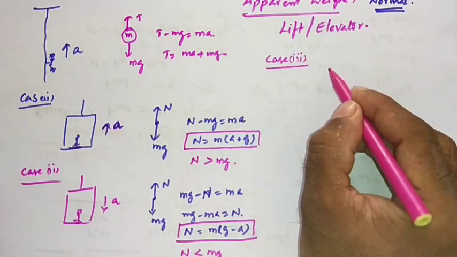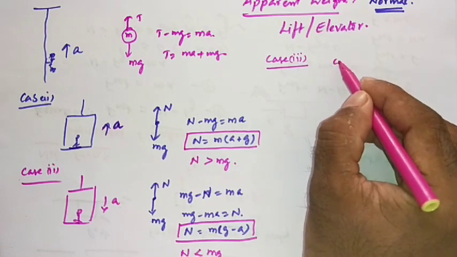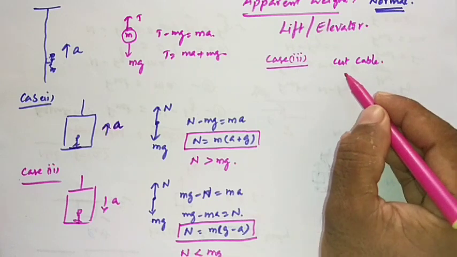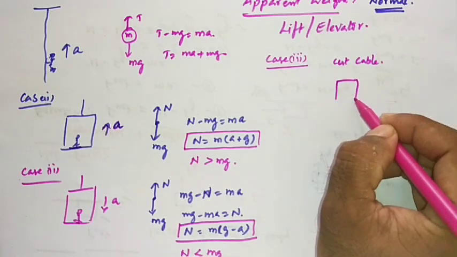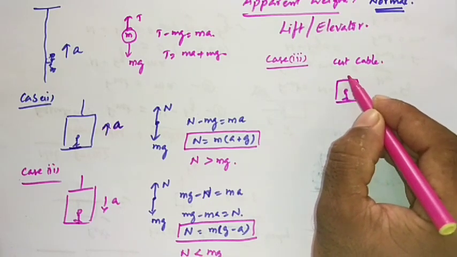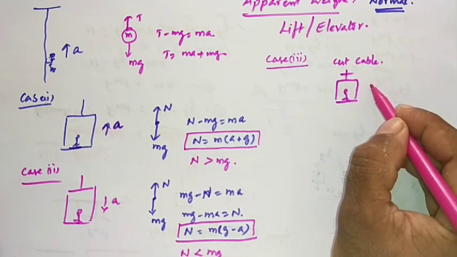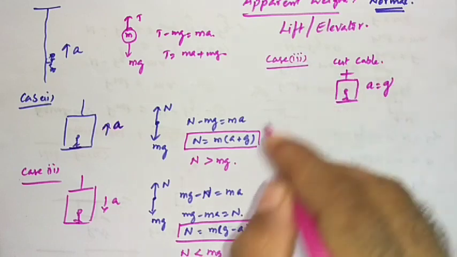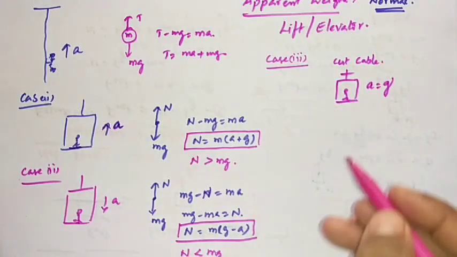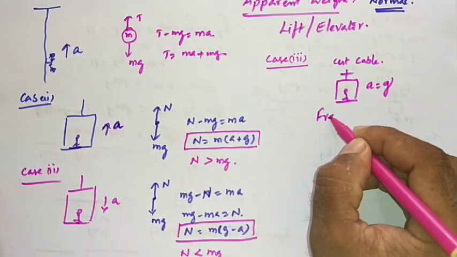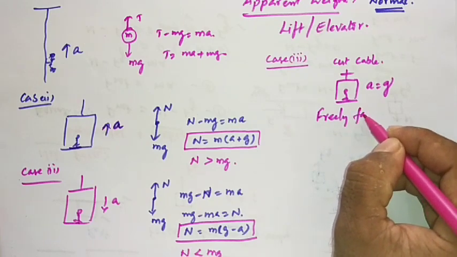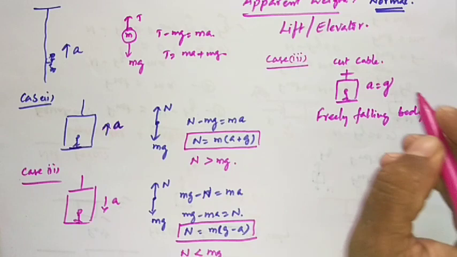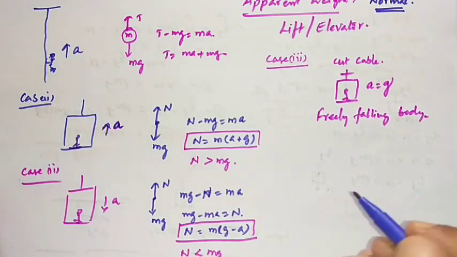Now in this case someone cut the cable of the lift. If the lift cable is cut, what is going to happen is the body is going to fall with an acceleration which is equal to acceleration due to gravity. It is called a freely falling body. Now let us see what is the apparent weight of a freely falling body.